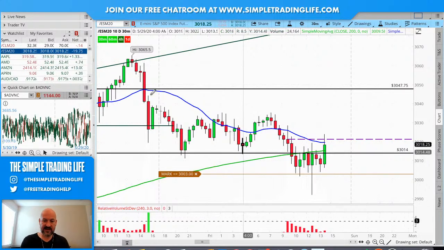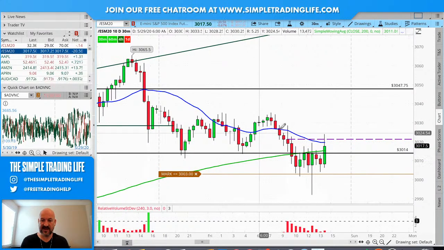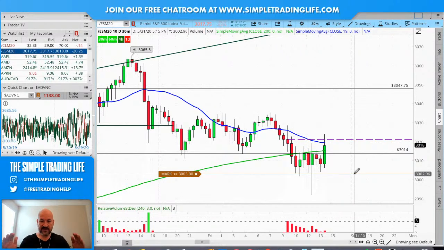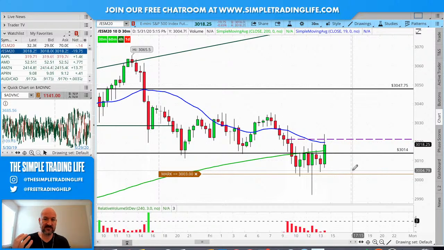We also had on the 30-minute here, the 20 SMA and the 200 SMA coming together. Generally, as the two moving averages come together, there's a building of energy. And then at some point, you'll usually see a fairly decent sized move one direction or the other. Can't always anticipate how big that move will be, but you should be ready for it.